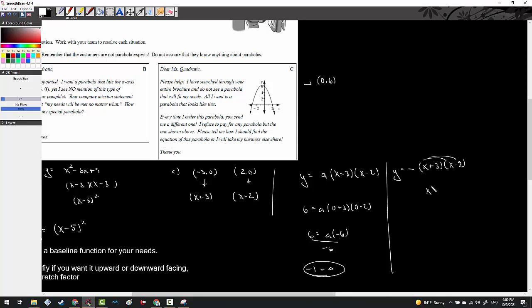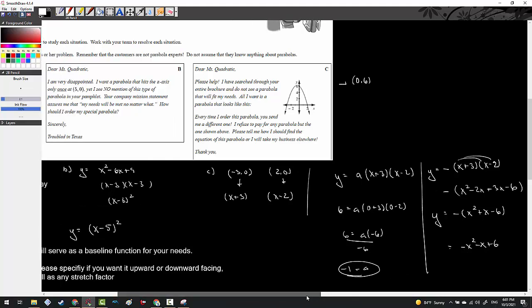And we'll go and multiply that out. x squared minus 2x plus 3x minus 6. It's all being negative. So negative x squared plus x minus 6. And you can go and leave it like that if you wanted to, or you could distribute the negative and get negative x squared minus x plus 6. Either one would be acceptable. So there goes that quality control.